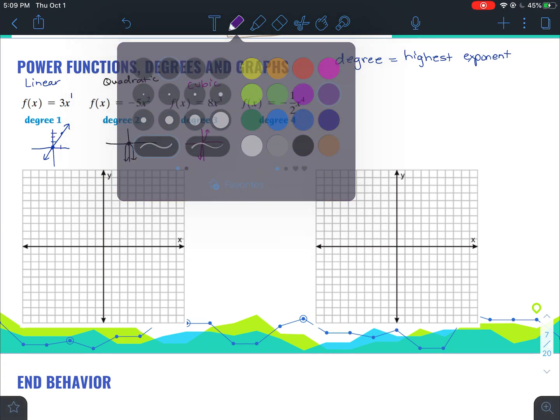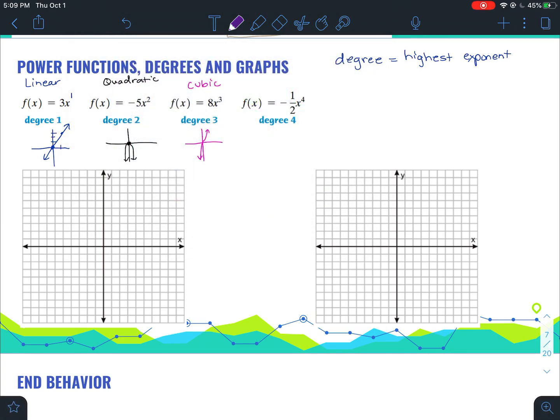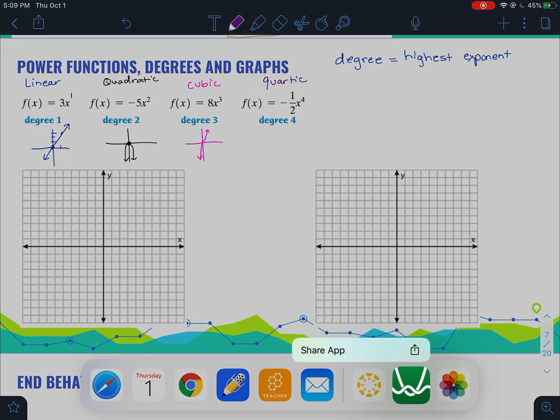And then here's a new one. Negative 1/4 x to the fourth, and x to the fourth is called a quartic function. If it has a degree 4, 4 is the highest exponent, we call that a quartic function. And let's just go on Desmos and see what this guy looks like.